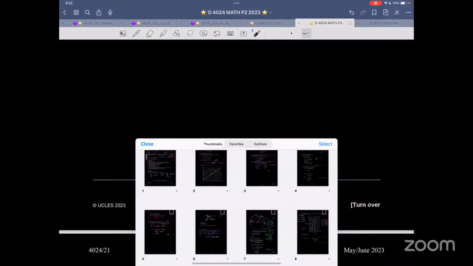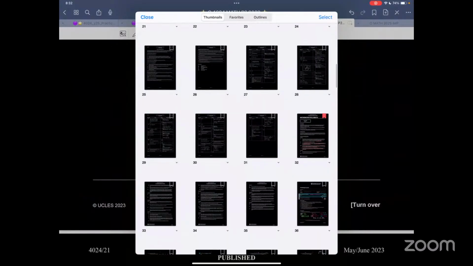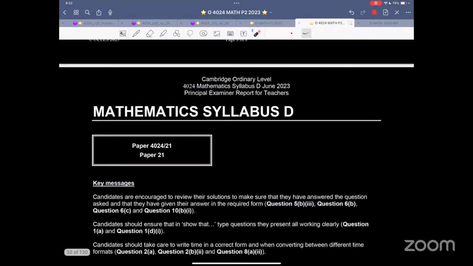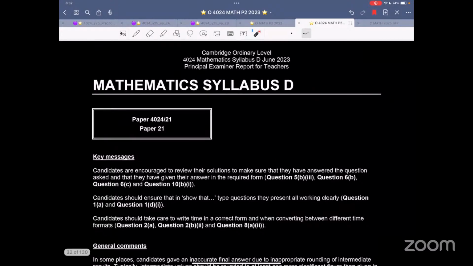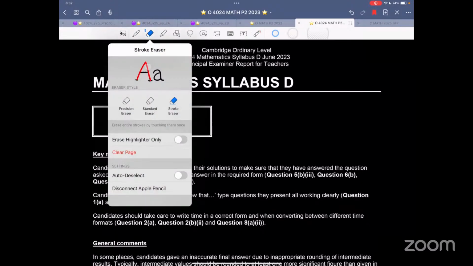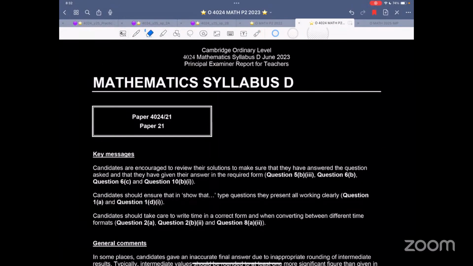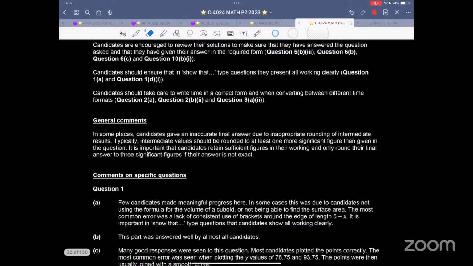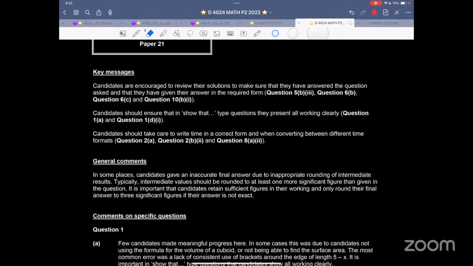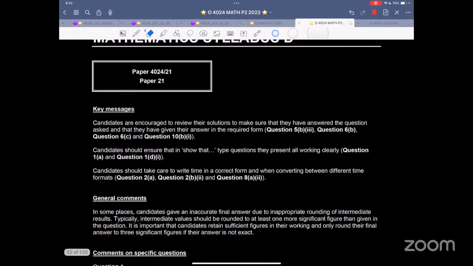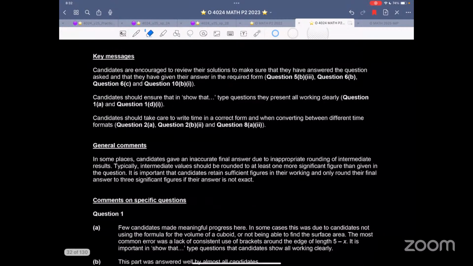And let me read from the examiner report. This is evergreen. It's the same thing that people make mistake all the time. So let me give you some idea over here. This is 21. Yes, it makes sense. Let me choose this color. Candidates are encouraged to review the solutions to make sure they have answered the question.